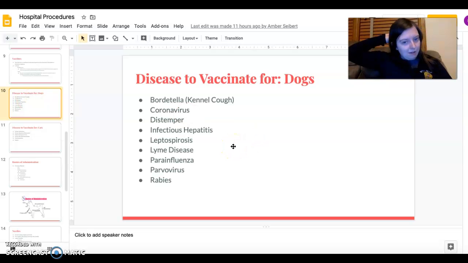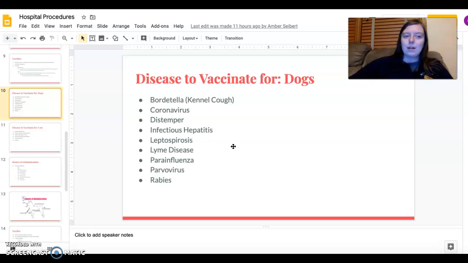Alright, diseases that we vaccinate for in dogs. Some of these might have been in your book. Otherwise, if you're interested, you can go ahead and look them up. I think that'd be super awesome. Bordetella or kennel cough, coronavirus. Ooh, that should sound familiar. But I want you guys to know that it's not the exact same. You can't catch it from your dog. You should be safe.